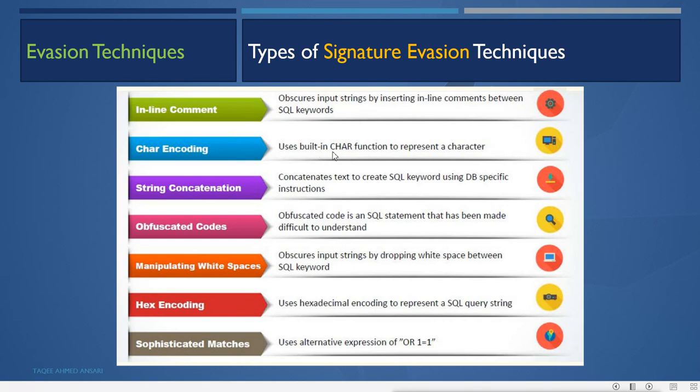For example, if you want to say A, we can say 97, number 97, also Unicode 97. Now 97 also means A. So the attacker will try to do this kind of thing.